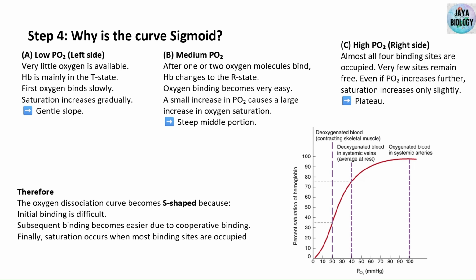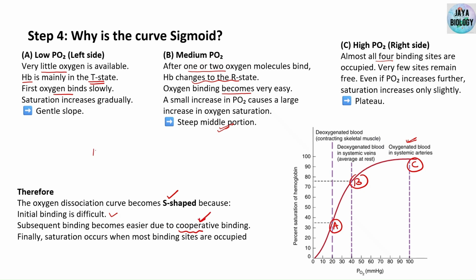Now the question comes to mind, why is the curve sigmoid? See, when the partial pressure of oxygen is low, obviously less oxygen is available for the hemoglobin, and it is in the T state. So oxygen binding is very slow, and after one or two oxygen molecules bind, it changes to the R state. Oxygen binding becomes very easy, and slowly it comes to the middle portion. When all four binding sites are occupied, very few sites will be free, so it has reached the plateau stage. This is point A when the partial pressure is low, this is B, and this is C. So the oxygen dissociation curve is S-shaped because initial binding is difficult, but later the binding affinity increases because of cooperative binding.